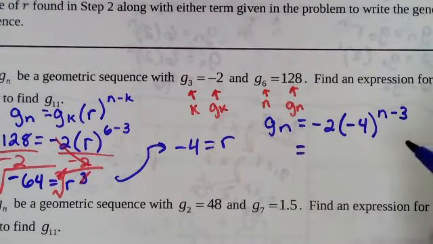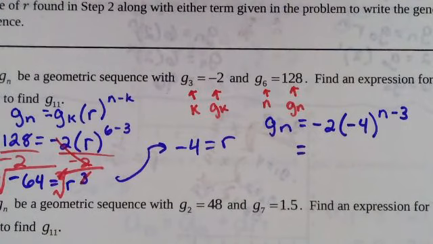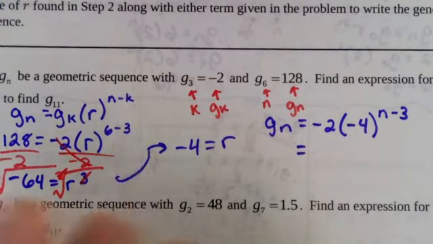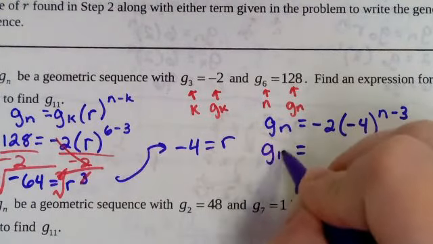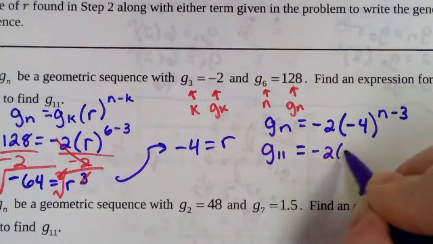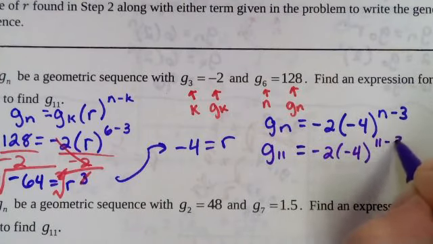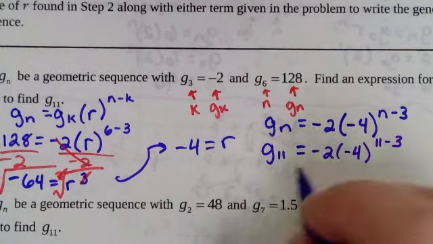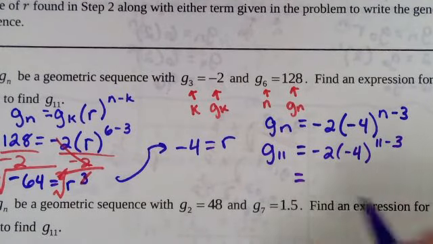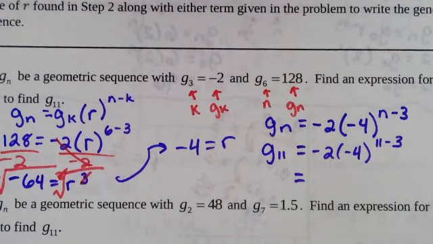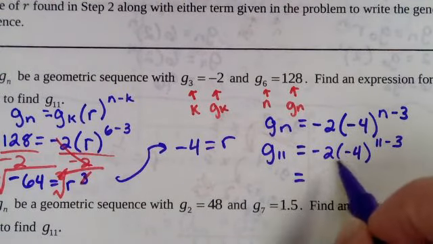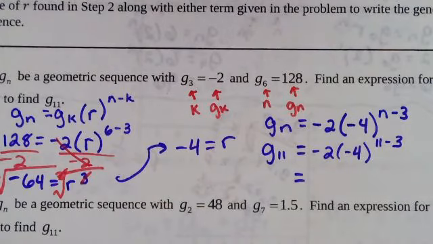Okay, so we're going to then plug in G sub, what do they want? G sub 11. That's what they asked us to find. So G sub 11: -2 times -4 to the 11 minus 3. You can just type that in your calculator. It will do the order of operations for you. Make sure that you use the parentheses, because if you don't, you get into a different number. Okay, so please make sure the parentheses are in the problem.